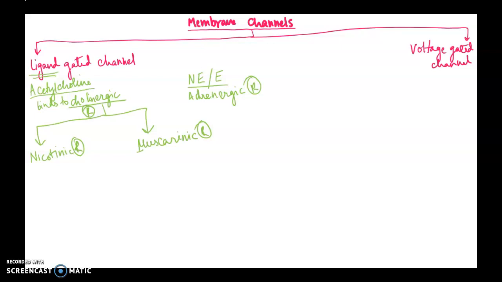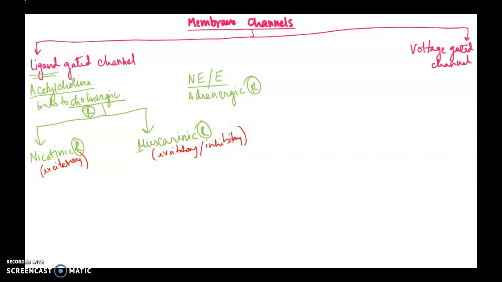Okay, nicotinic is always excitatory. So it excites the downstream cell. The downstream cell can be another neuron or muscle. So it's always excitatory. Muscarinic can be excitatory or inhibitory. That's muscarinic. Okay, what else do we need to know?